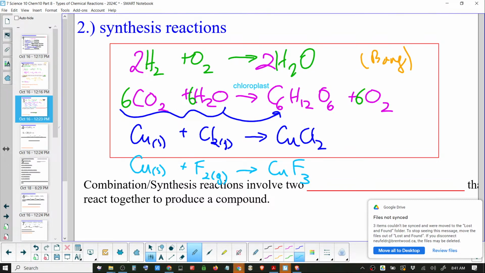This one is, of course, balanced. This one isn't. How would we balance the second one? 2 on everything? No, sorry. 3 on fluorine, 4 on copper fluoride, 2 on copper. There we go.